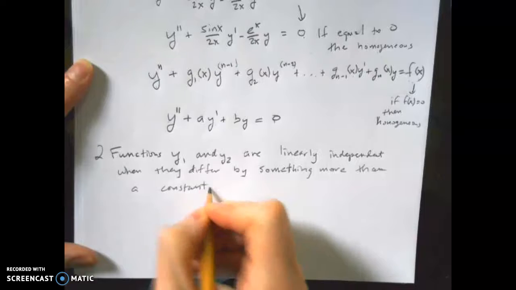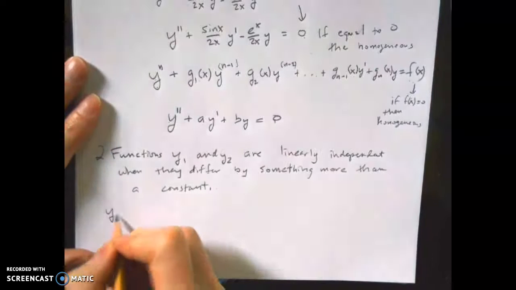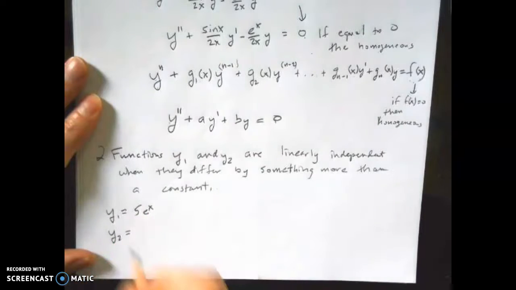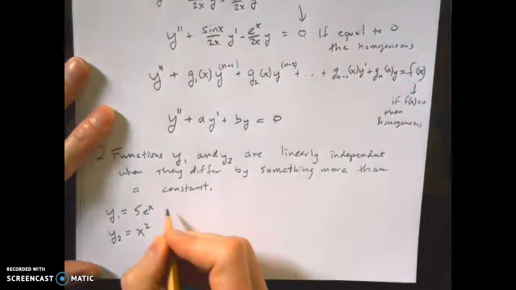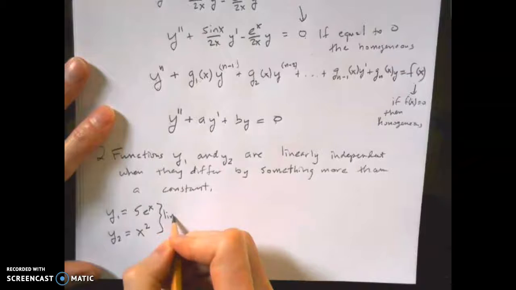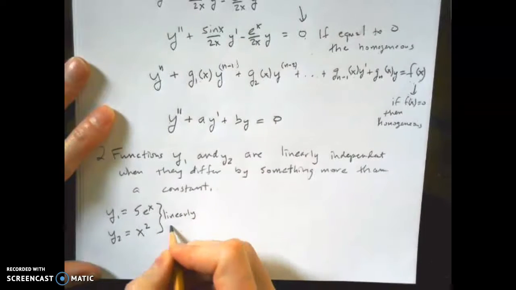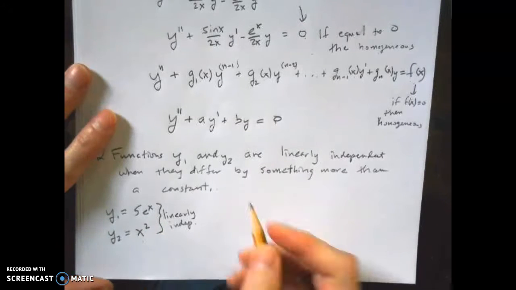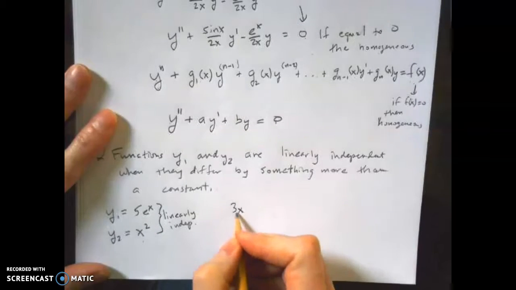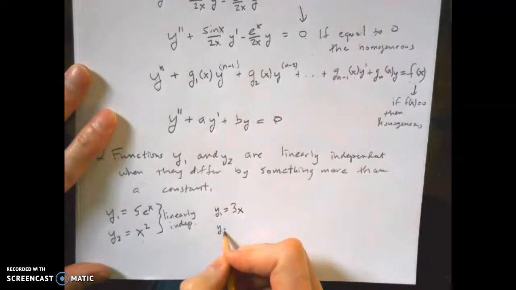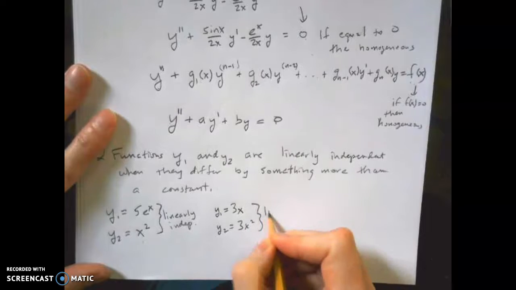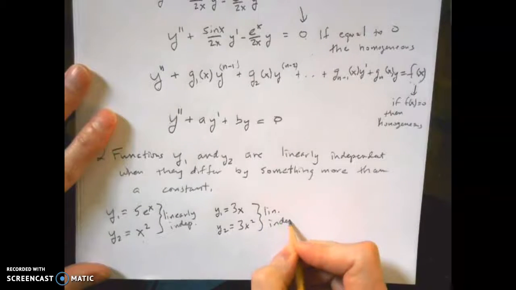And I'll give you some examples. Okay. So if you have y1 is equal to 5 times e to the x, and y2 is equal to x squared, these are linearly independent. You can't multiply the first one by a constant to get the second one. Okay? If I have something like y1 equals 3x, y2 equals, let's say, 3x squared, these would also be linearly independent.